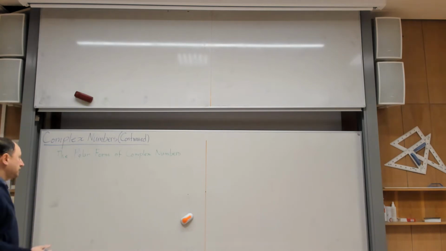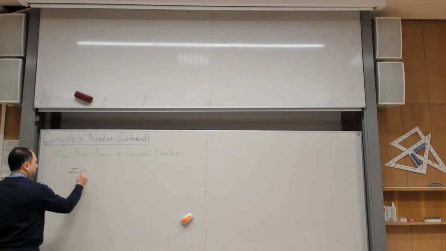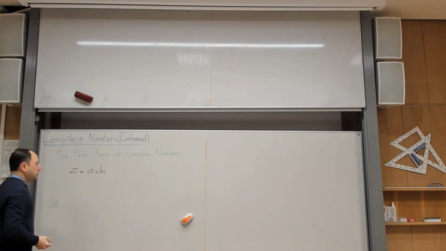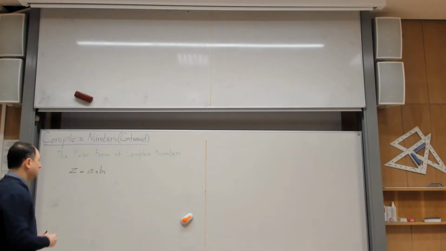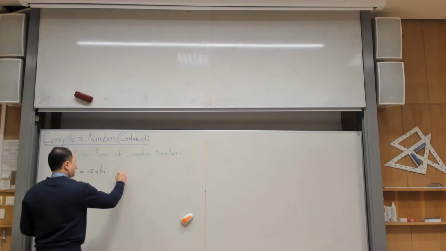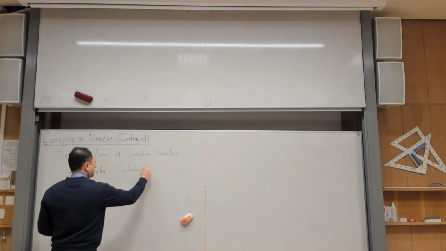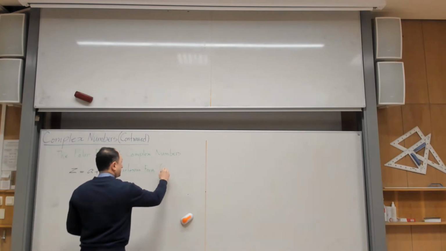When I have a complex number, it's a number of this form: a plus bi. This form, by the way, is called the Cartesian form, or sometimes we just say the standard form.